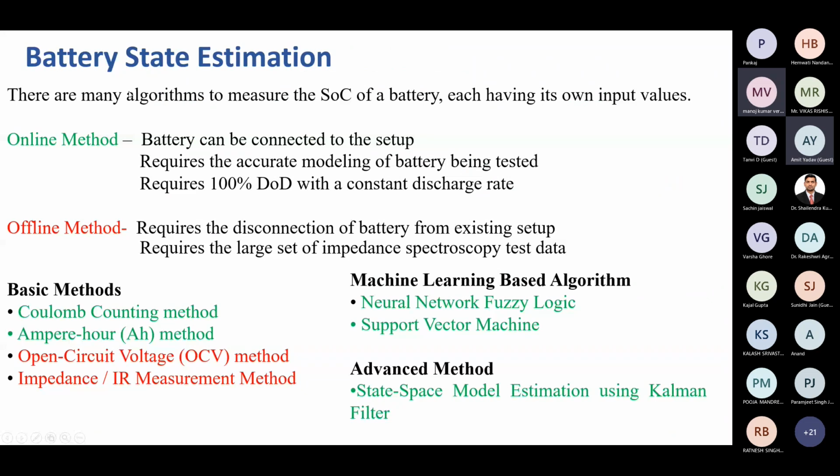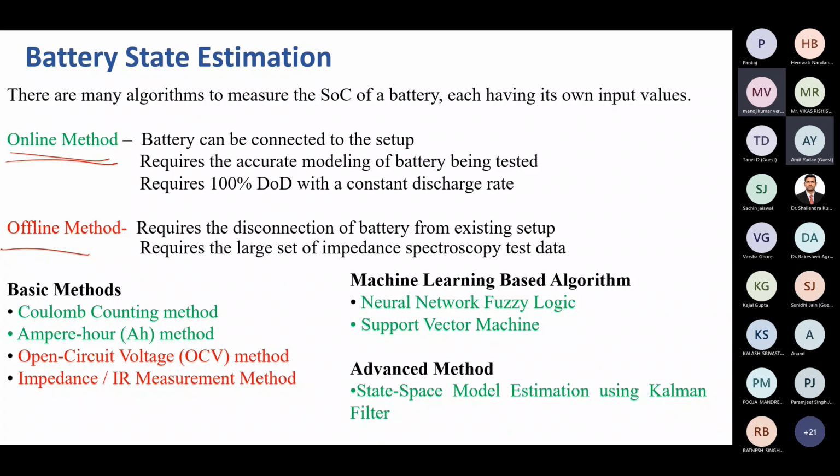And how about the estimation techniques? There are many algorithms used to estimate the SOC. One is the online method. Online means the battery is always running and we estimate the state of charge continuously. Offline means you disconnect the battery and measure the state of health, where you have to remove the battery from the setup.